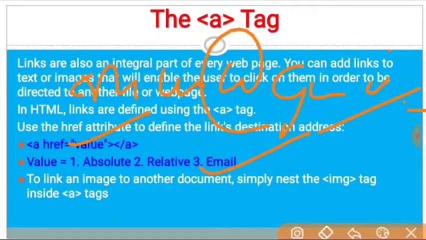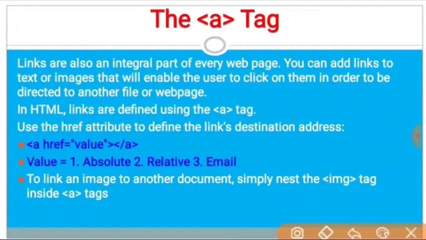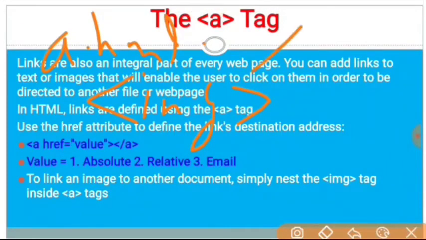To link an image to another document, simply nest the image tag inside the a tag. You have to nest. What is the meaning of nest? Suppose you already have an image tag. You have to make the file in another HTML file. Suppose you have made a.html and you are giving the img tag. I have also told you how to make the img tag. So you have made the img tag with the help of this in the HTML file.